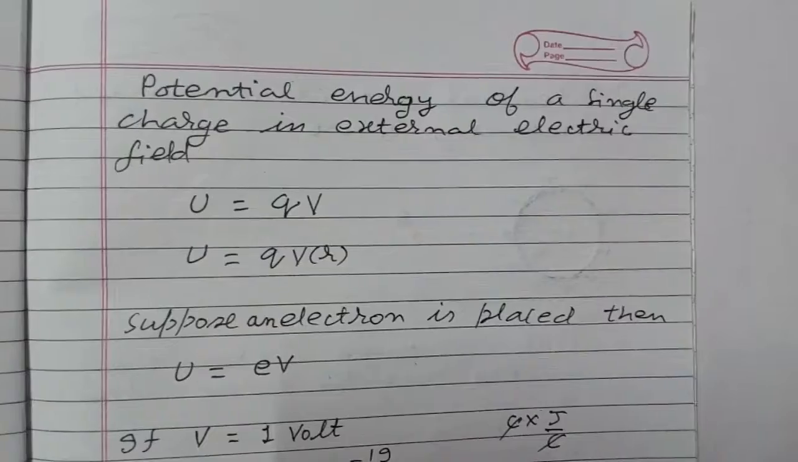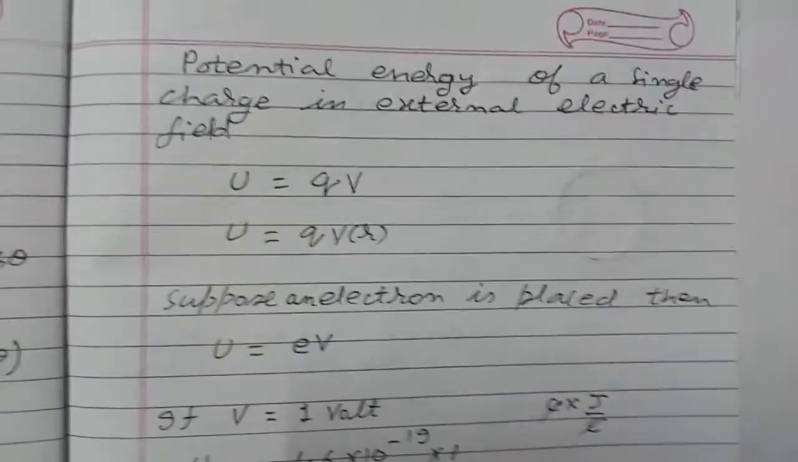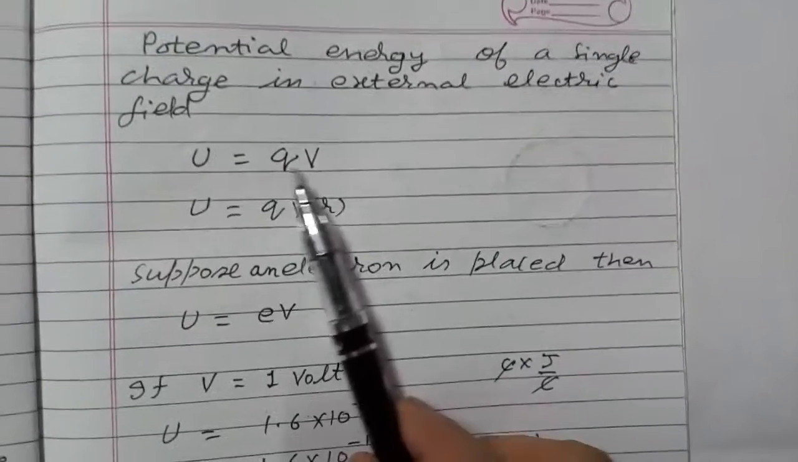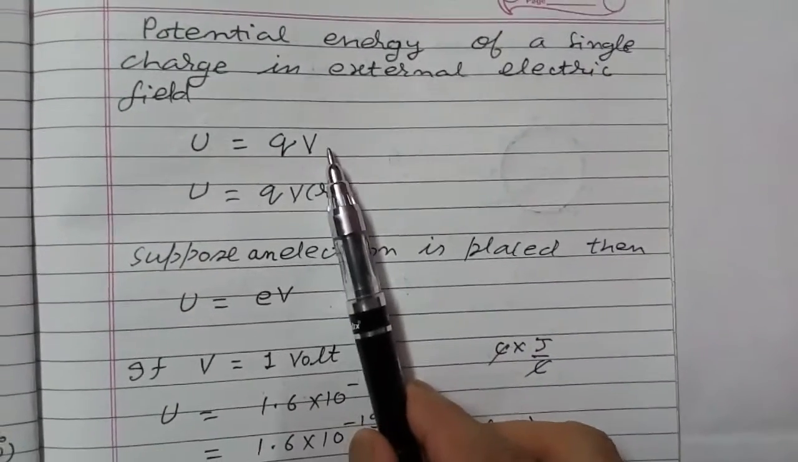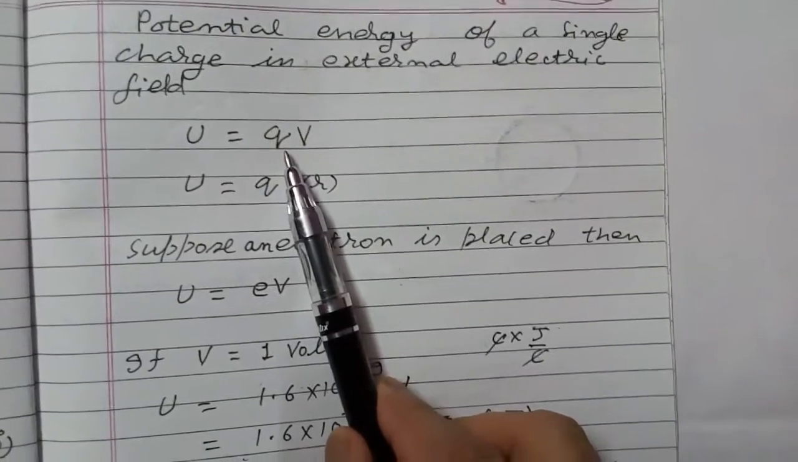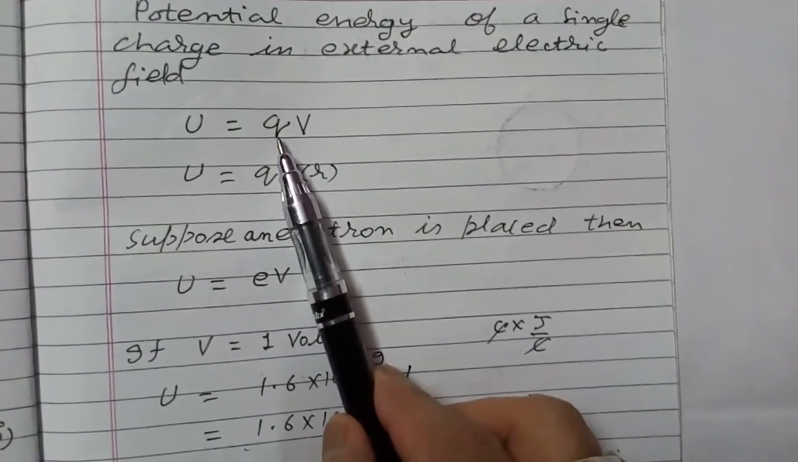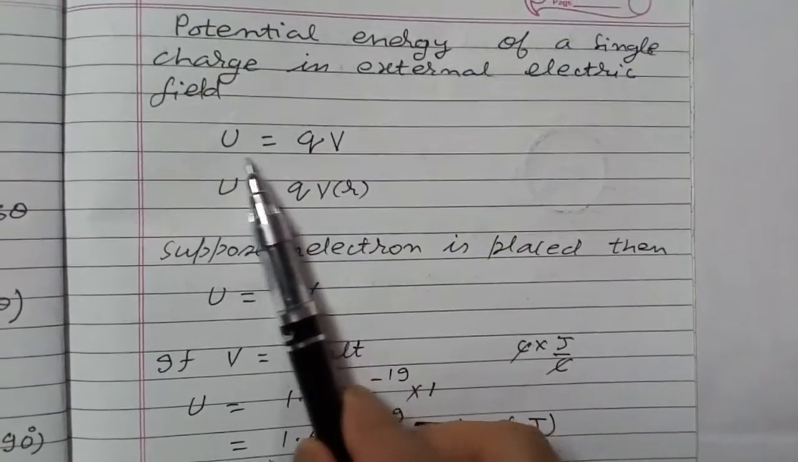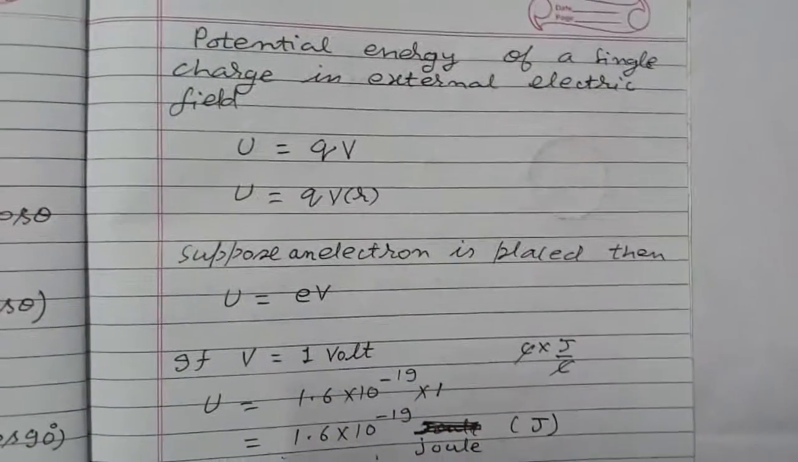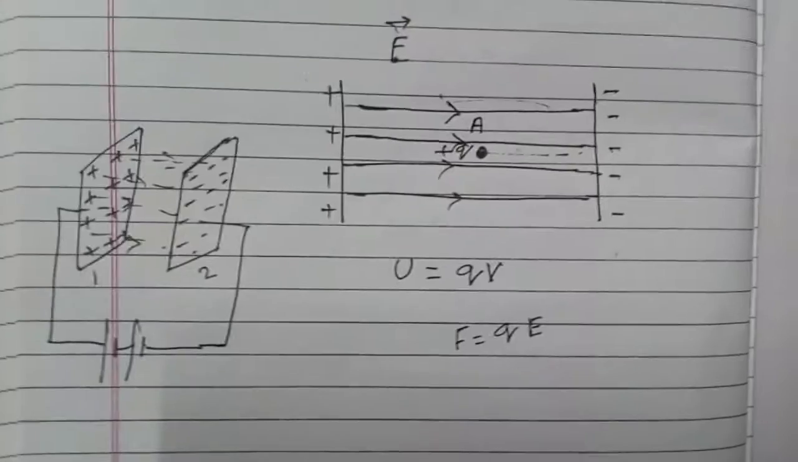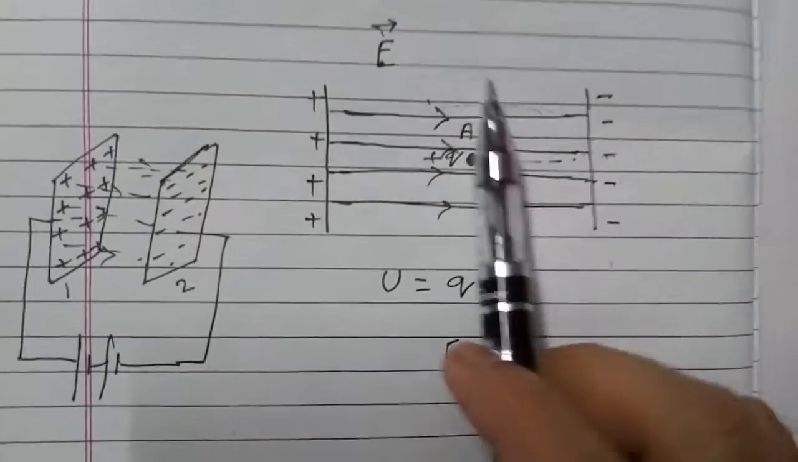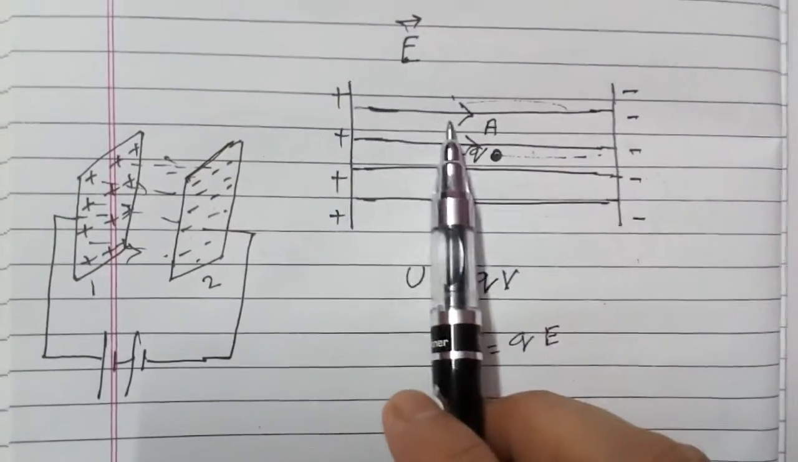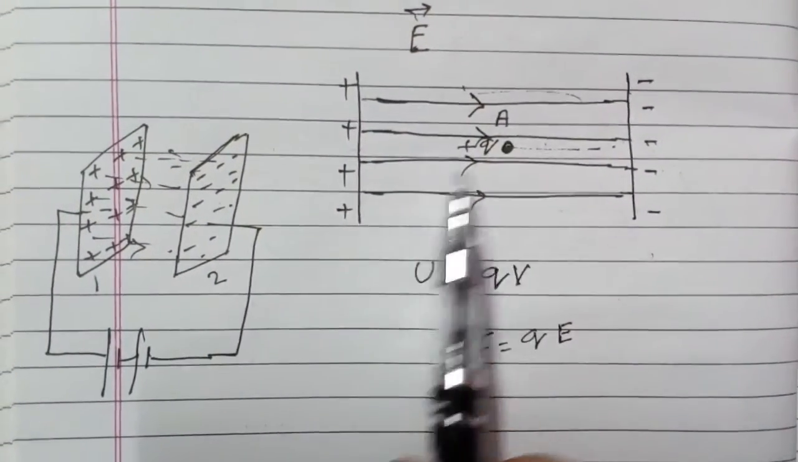Potential energy of a single charge in external electric field. Suppose we put a plus q charge in external electric field and potential at that point is V. Then its potential energy will be equal to Q into V. Now suppose this is a uniform electric field.